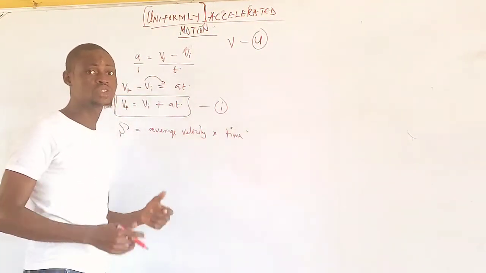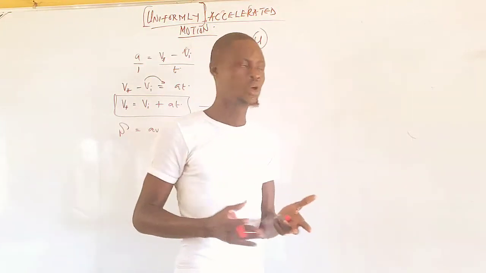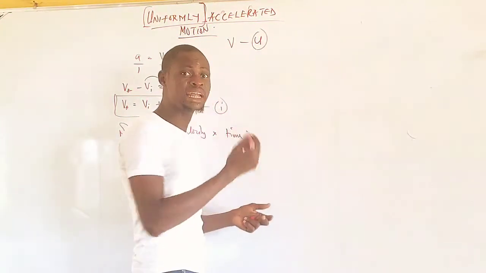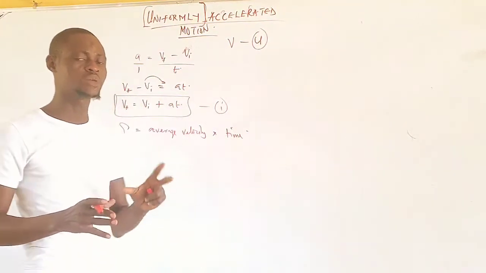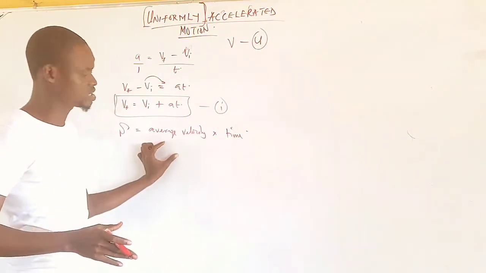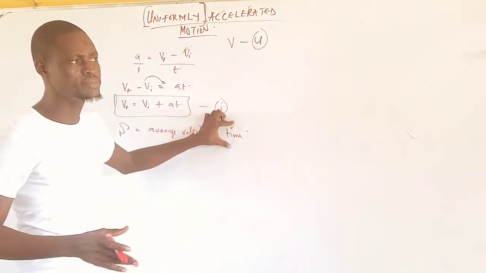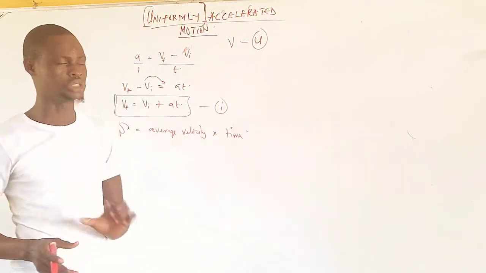That's the total distance that a body will cover. When a body is moving in uniform motion, the total distance covered by the body will be equal to the average velocity of the body multiplied by the time taken for the body to complete that motion.